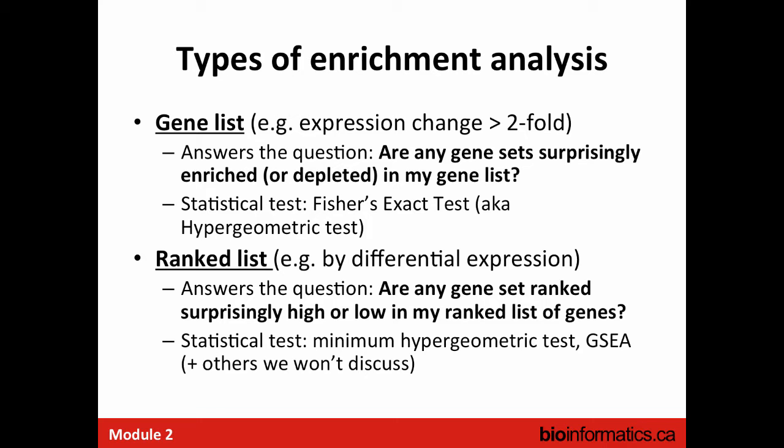Okay, and then the question is, are there any of these pathways? And here I've called them gene sets. I'm also going to call them annotations, but let's just use the word pathway, even though sometimes you're looking for things that aren't quite pathways. We're just going to use the word pathway so we can distinguish it from gene list, because you have two lists that you're comparing to one another. So the first question is, are there any pathways surprisingly enriched in my gene set?